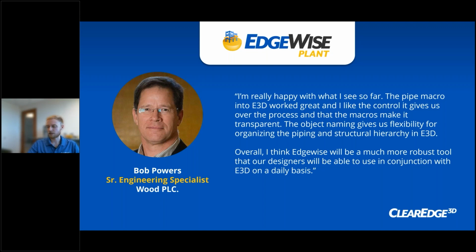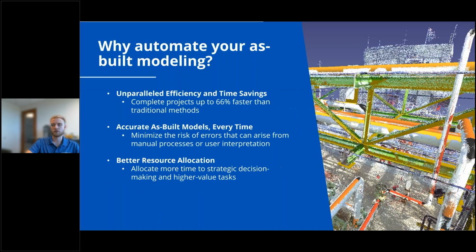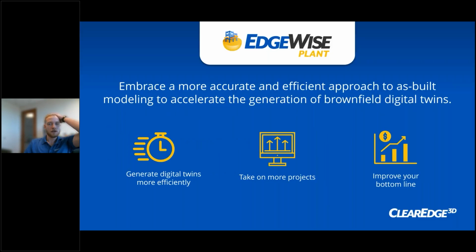Let's jump over to the key values for EdgeWise. We're going to go through the ability to model significantly faster. We very consistently see a 60 to 70% improvement in modeling time. On big projects, you can potentially save thousands of man hours. We can really accelerate that workflow, take the cost of creating an as-built model or a digital twin, and make that much simpler and much easier. That is pretty much everything before we go to questions.